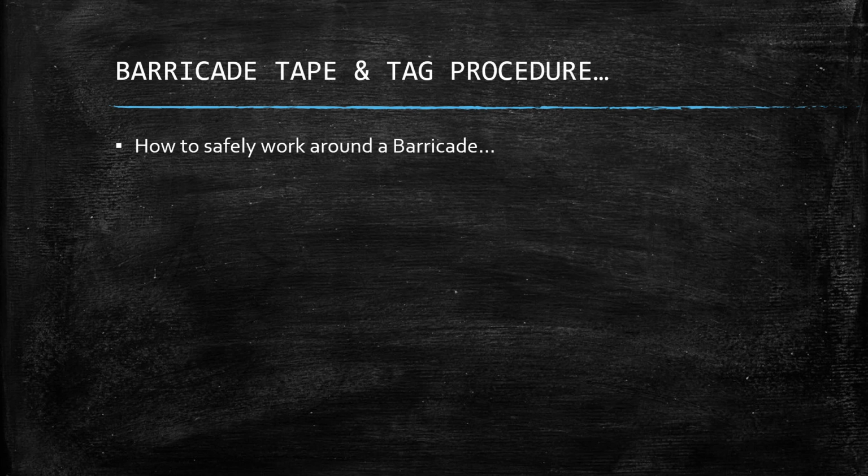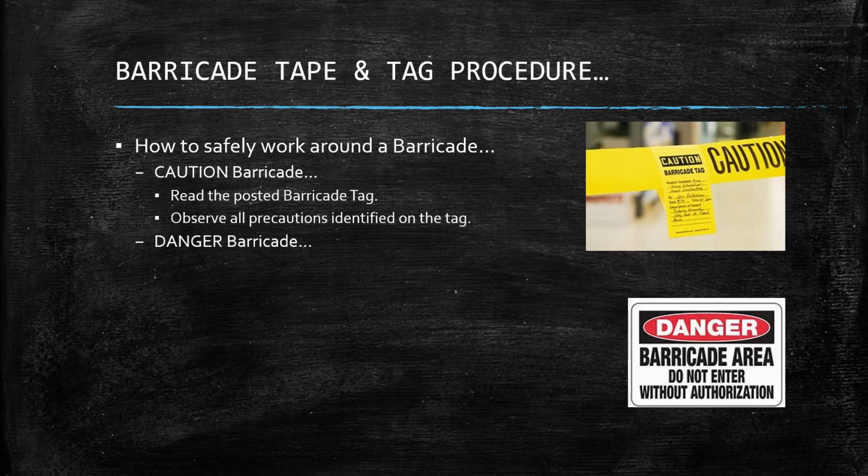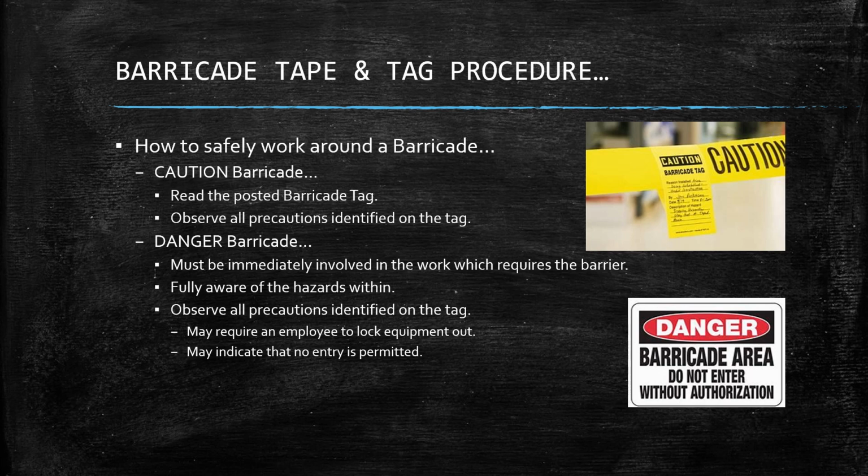How to work safely around a barricade. A caution barricade: read the posted barricade tag and observe all precautions identified on the tag. A danger barricade: the individual must be immediately involved in the work which requires the barrier. They must be fully aware of the hazards within. We must observe all precautions identified on the tag. Note, in some and many cases, a danger barricade may require an employee to lock equipment out prior to entry, or it may indicate that no entry is permitted until certain parameters are met.